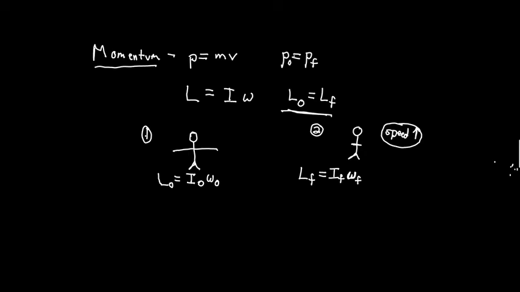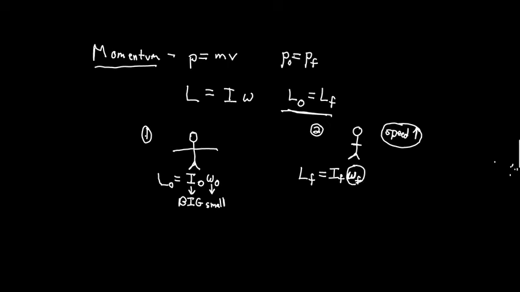With my arms out, my moment of inertia is very big. So I have a big I. And with my arms out, the skater's skating very slowly. Their angular velocity is very small. So I have a big number multiplied by a small number. We're trying to figure out what happens to angular velocity, so we're trying to figure out what omega final becomes, how omega final is affected by all of this.